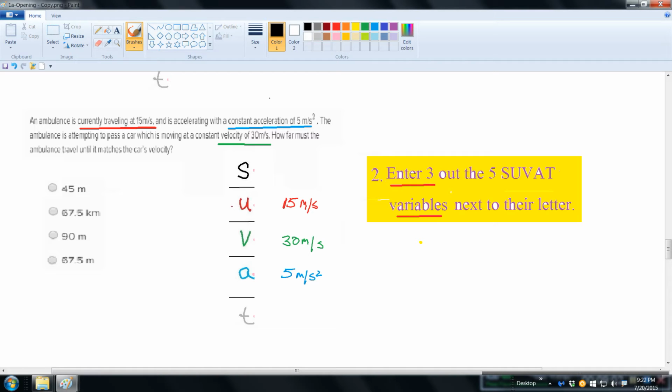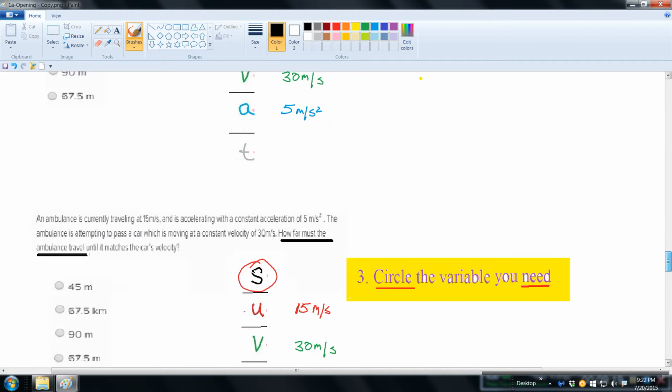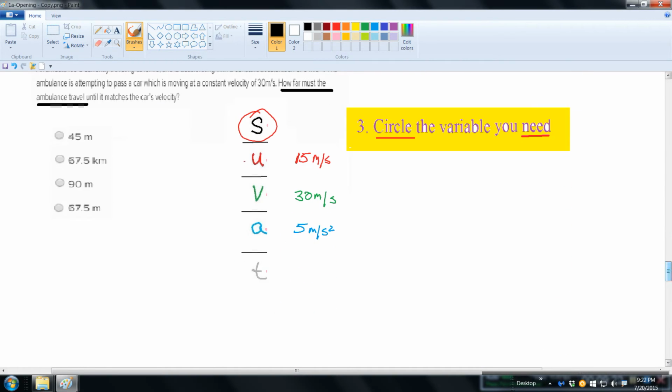So we were given initial velocity, we were given final velocity is what we want, we were given acceleration, and so we enter it next to the letters that correspond to those values. Step 3. Circle the variable that you need. Well, what we need is the distance. We want to know how far must the ambulance travel until it matches the velocity of the car, which is 30 meters per second. So we circle that. That's all we do on step 3.